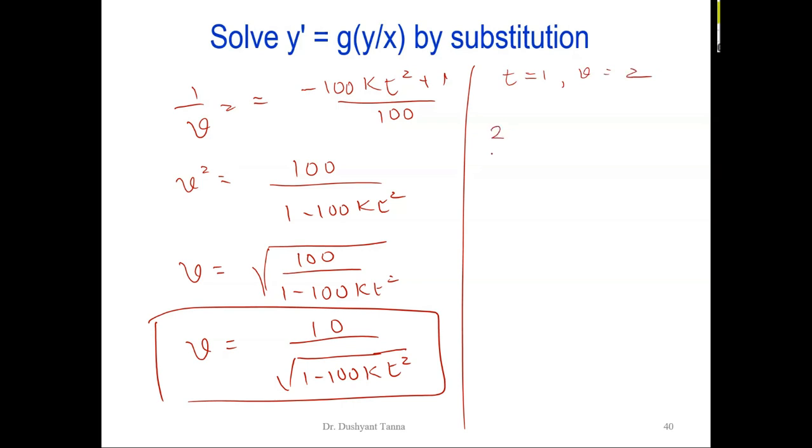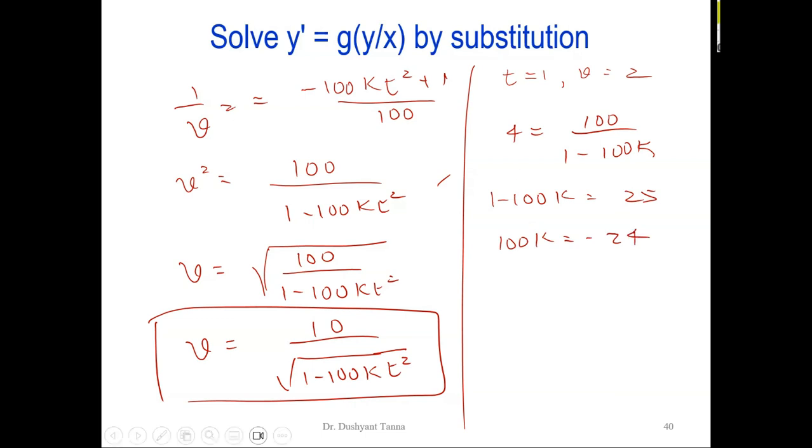You gotta use it anywhere here, wherever you like. I choose this one. So v squared, that is 4, equals 100 over 1 minus 100 k, because t is 1. So 1 minus 100 k is 100 over 4, that is 25. So 100 k is minus 24. And that will leave us k is equal to minus 24 over 100, or whatever you want to write that thing.